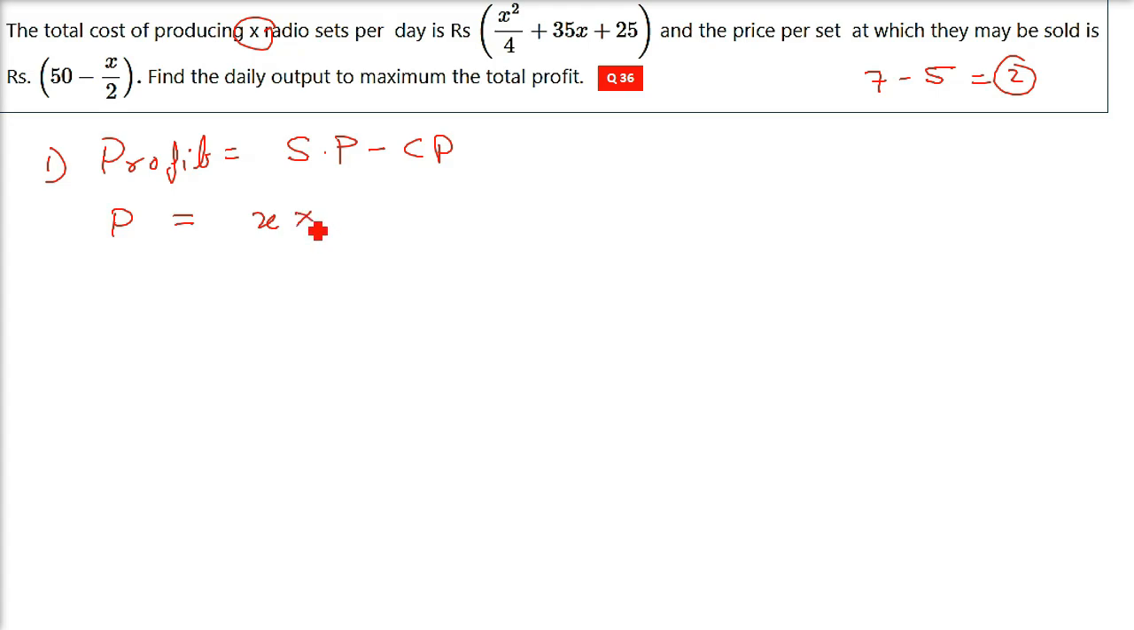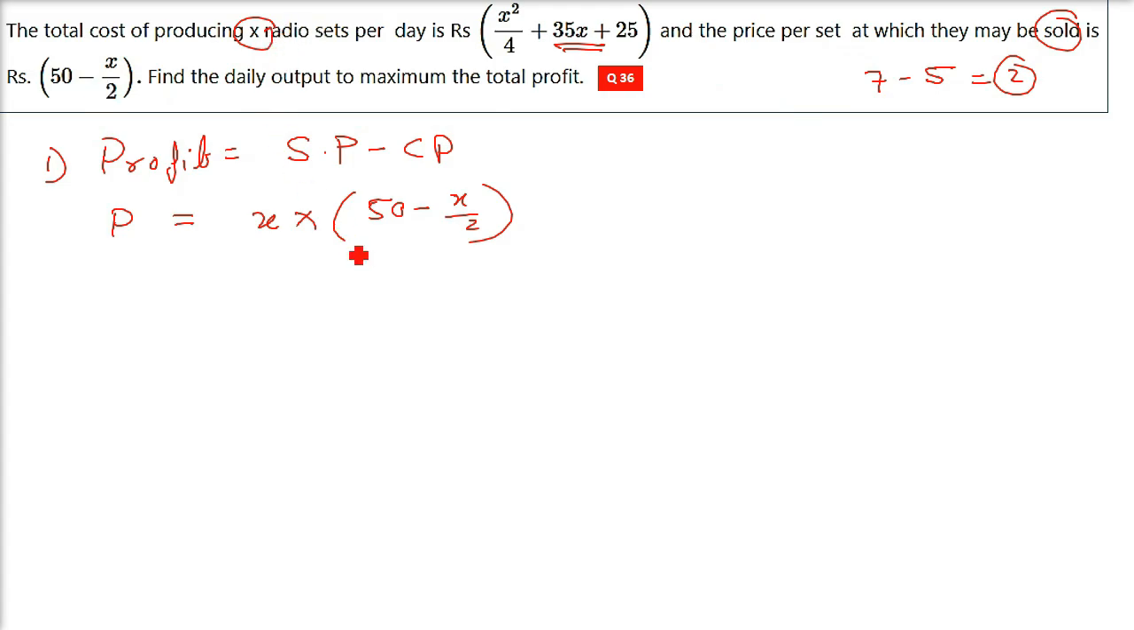Since there are X radio sets per day, the total cost of producing X radios per day is this one: X square by 4 plus 35X plus 25. So in order to get the selling price, we have to multiply X with this one. I'm so sorry, X into 50 minus X by 2, because it is the price per set at which they are sold. Sold means selling. So X has to be multiplied by 50 minus X by 2. That is going to give you the selling price.